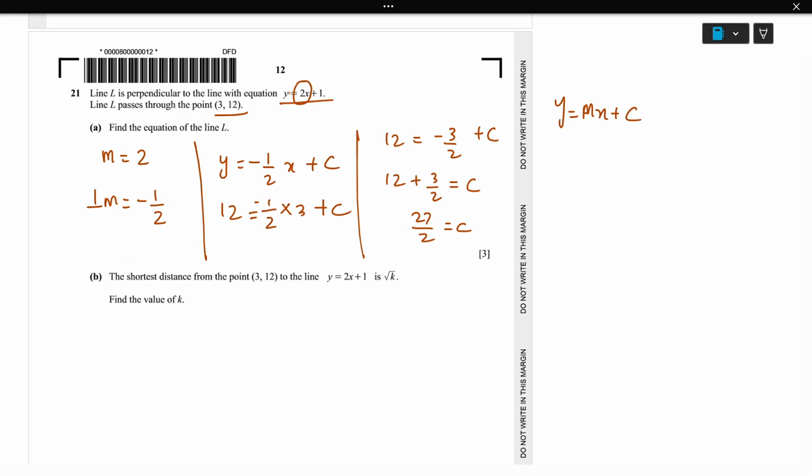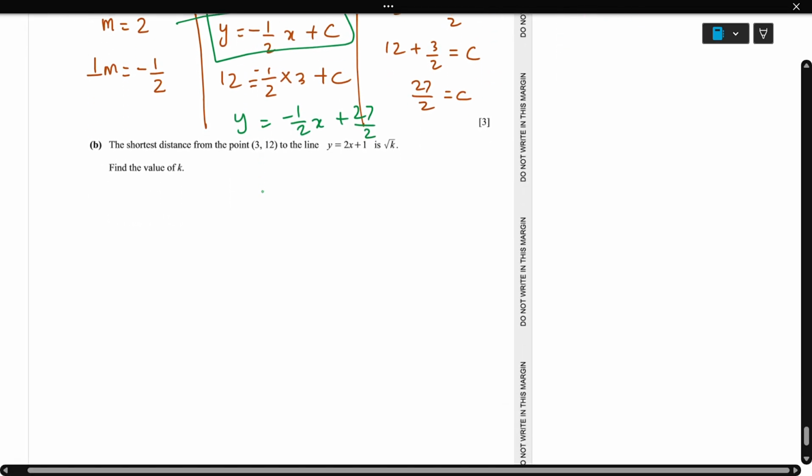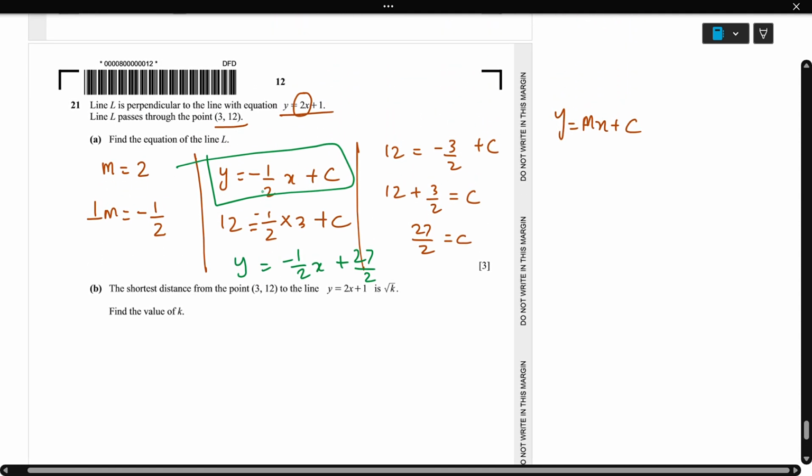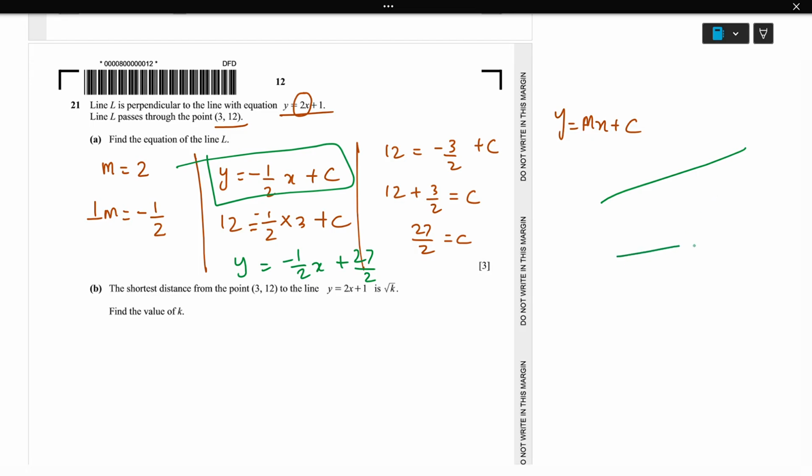So the required equation, just plug in the c value here: y equal to minus 1 by 2 x plus 27 over 2. That's the required equation here. The next one, the shortest distance from the point (3, 12) to the line. Okay, the shortest distance between the lines: suppose one line is passing through here, another line is passing through here. The shortest distance is always the 90-degree one. Since one is perpendicular to the other, we need to solve both equations, so we'll get the intersection point.